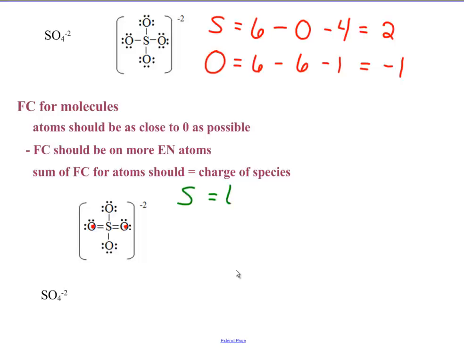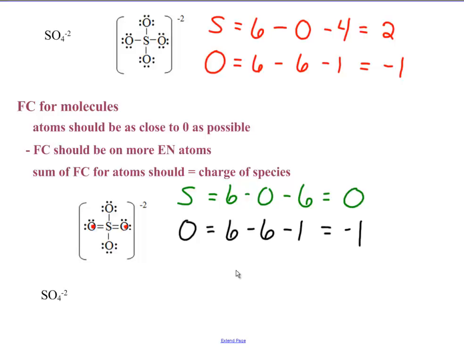Sulfur, valence is still 6. Number of lone electrons on sulfur, still 0. Number of bonds on sulfur. Well, now I have 6 bonds on sulfur, so the valence minus 0 minus 6 gives me a formal charge of 0 on sulfur. My lone electrons, I'll do them in black. Again, 6 is my valence minus. I have 6 lone electrons on each of those single bonded oxygens, and I have 1 bond. So those oxygens are minus 1.